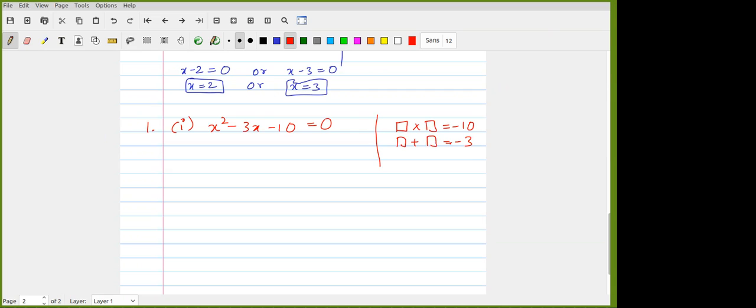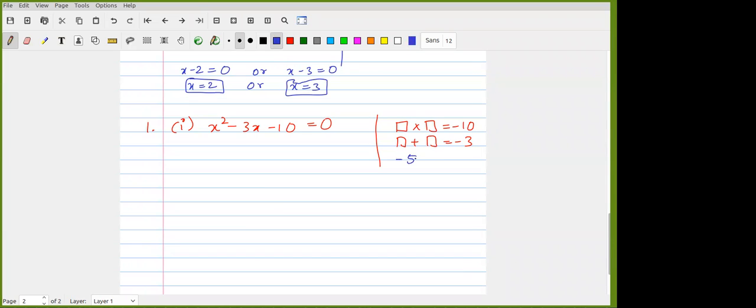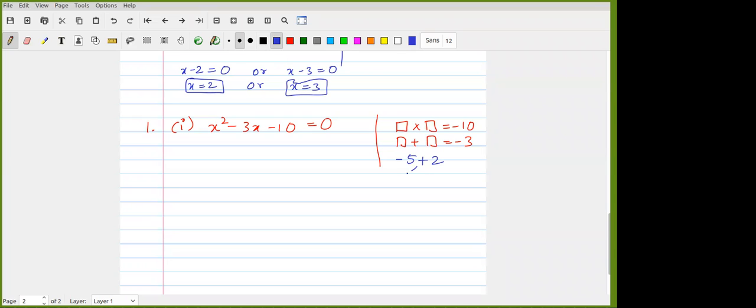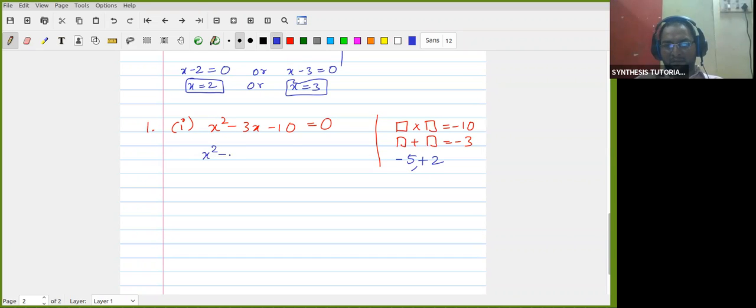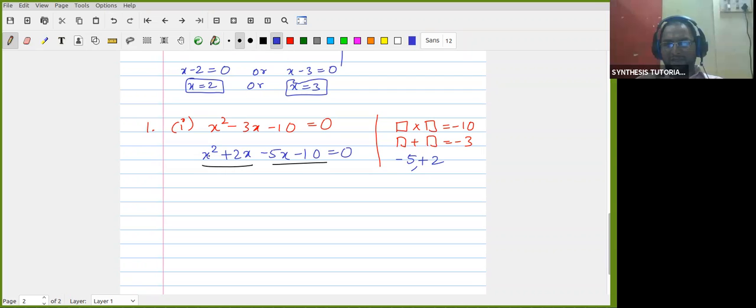Yes, sir. So tell me, what are the numbers? Minus 5 and plus 2. Yes or no? All of you agree? Yes, sir. So now I can write minus 3x as plus 2x minus 5x. Yes or no? Right? Now from x square and from 2x, I can take x common. I'll remain with x plus 2.